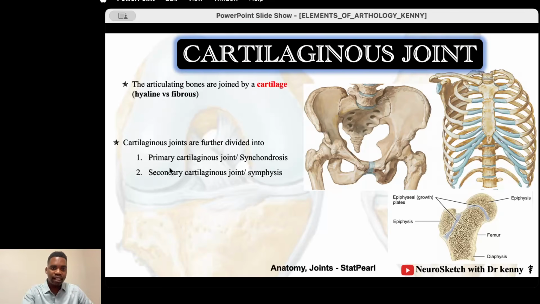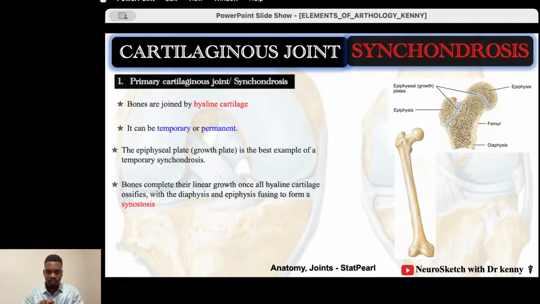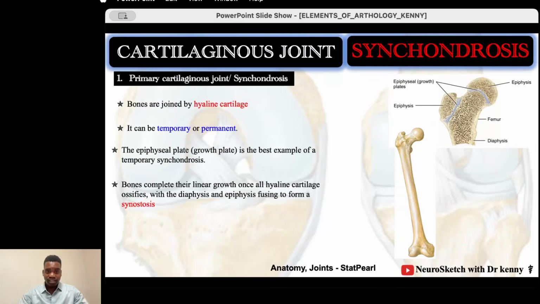The primary cartilaginous joint is also known as synchondrosis, and the secondary cartilaginous joint is also known as symphysis. We are starting with synchondrosis, the primary cartilaginous joint, and then we will discuss the secondary cartilaginous joint, which is symphysis. In synchondrosis, the articulating bones are brought together by hyaline cartilage, for example, this one is hyaline cartilage.